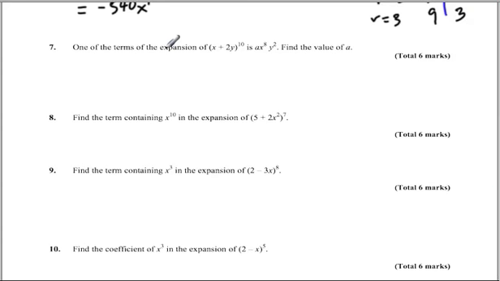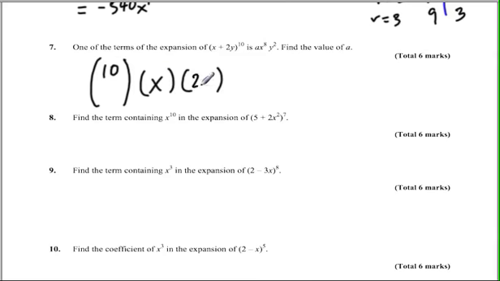All right, so one of the terms in the expansion of x plus 2y to the power of 10 is ax to the power of 8 y squared. Find the value of a. All right. So once again, it's pretty straightforward. We just do this with 3 terms right here, right? This is obviously going to be 10 because it's to the power of 10. The first term is x, and the second term is 2y.